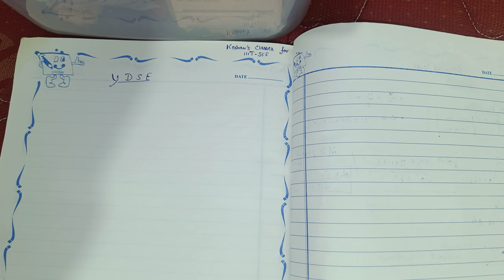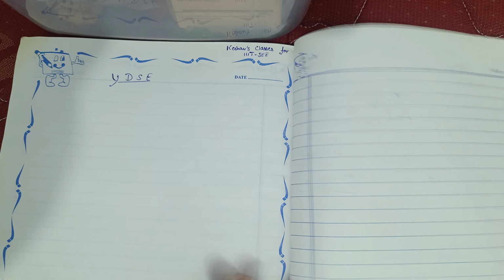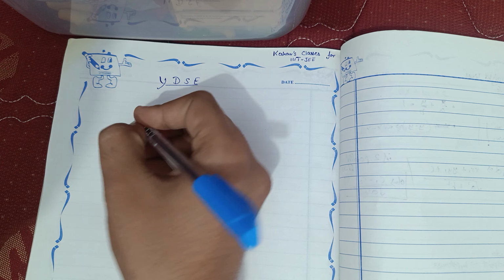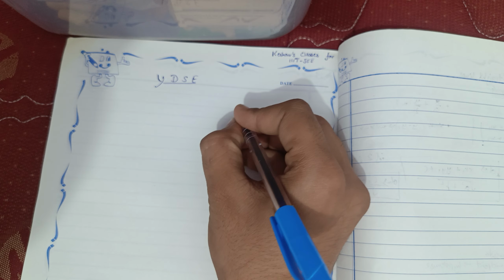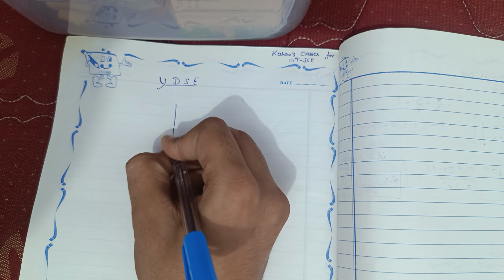So guys, today I'm going to explain about the YDSE, Young's double slit experiment. It's an important topic in physics for IIT. So for this experiment, let us understand the setup. The setup is like this.